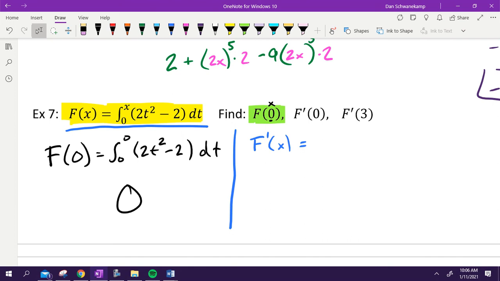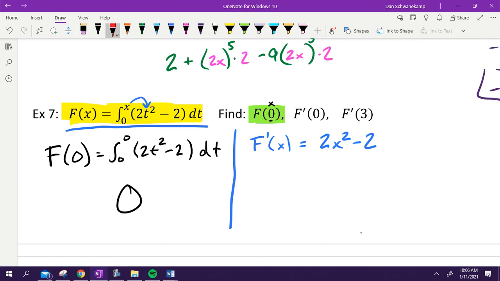I am finding a derivative of an integral, so I got to think about that. What do I do to find the derivative of this integral? Plug in x, and then multiply by the derivative. Oh, it's just 2x squared minus 2. That is f prime of x. Anybody go to that point? That is f prime of x.